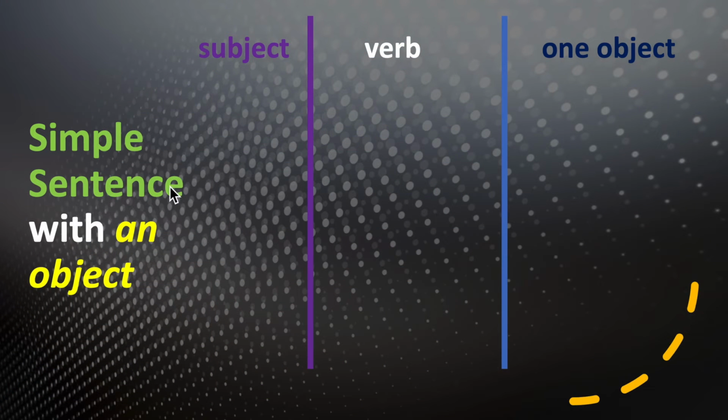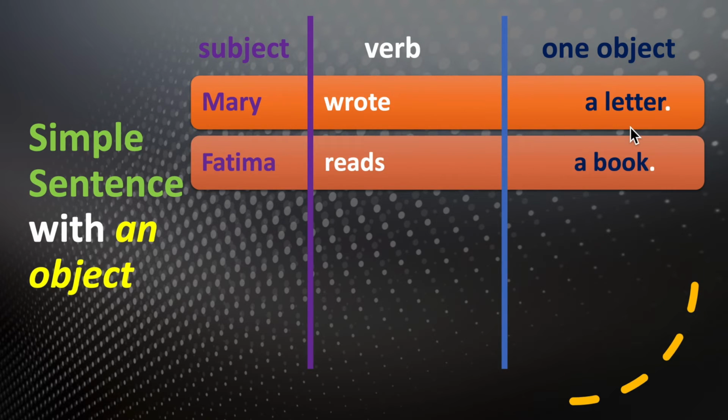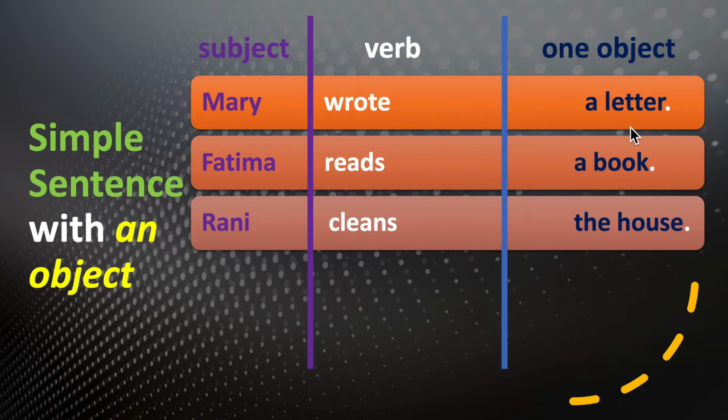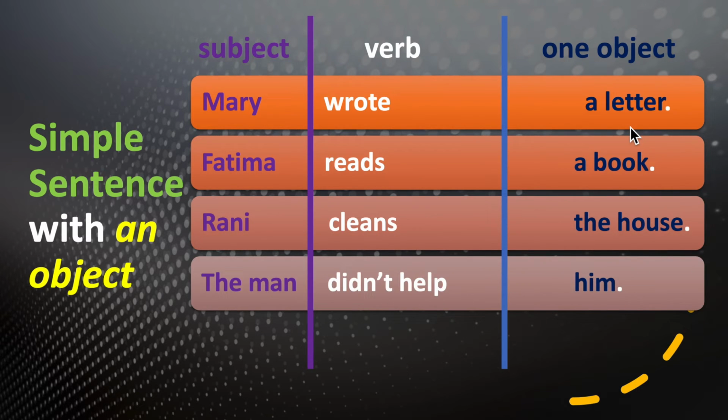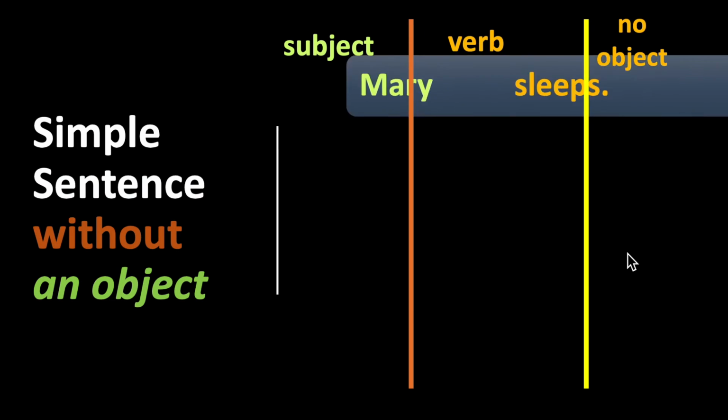Here, simple sentence with an object. How? Let's see. Mary wrote a letter. Already we know we have one subject, one verb, but here we have one object too. This is still an example of a simple sentence. Likewise, next, Fatma reads a book. Rani cleans the house. The man didn't help him. He was playing a game. So what we notice is that we have simple sentences with an object, and they are still examples of simple sentences. Go to the next to find out more about simple sentences.